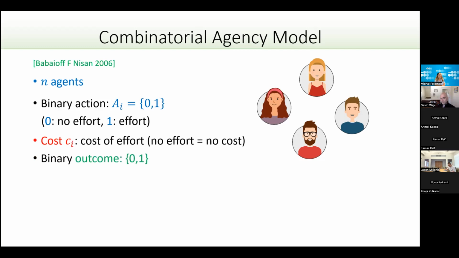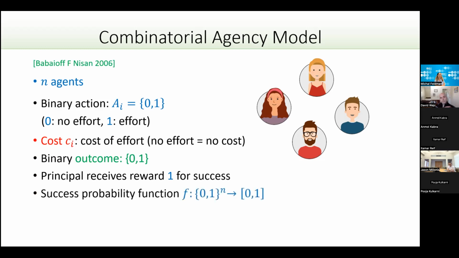And again, like before, we have a binary outcome, 0 or 1. The project either succeeds or not, and the principal receives a reward of 1 for a successful project. So, a very similar model to before, except now we really simplify the actions. Every agent has a single action, but we complicated the teamwork. We have n agents, and where does that complexity emerge? Again, it emerges in the function f that now maps the binary decisions of the n agents into a success probability. So for every subset of agents that exert effort, we have some probability of success. And again, this function can be combinatorial, and that's where the interesting stuff comes in.